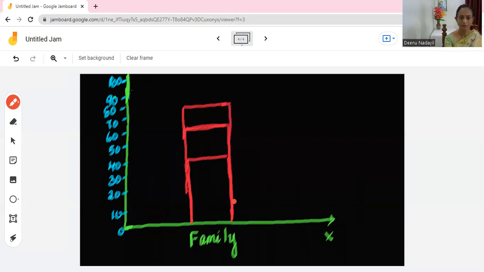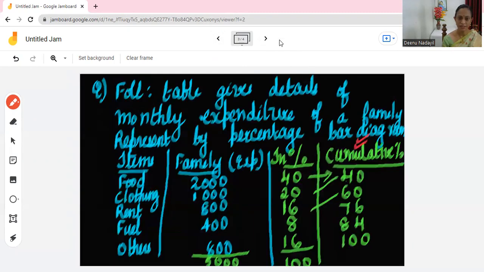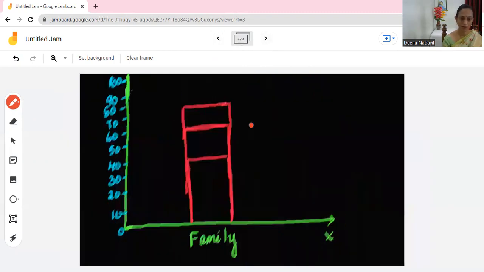One bar will be divided into different components. Here also, and then 84 and then 100. 84 is somewhere on the top here, and then finally 100. So 100 is on the top, and we will draw it on the top like this. So we have drawn it.